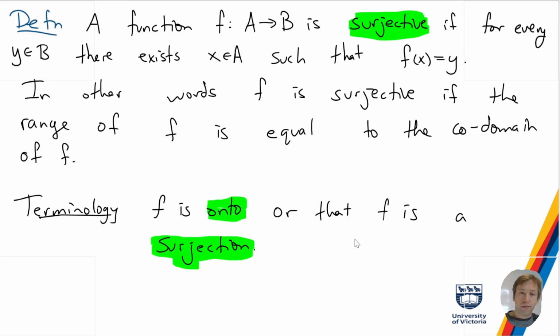Or the same thing as saying that the codomain of f is equal to the range of f. So if you forgot these words like codomain and range, I suggest reviewing them from the previous video. Okay, so let's look at one of these examples again, but this time from the perspective of surjectivity.